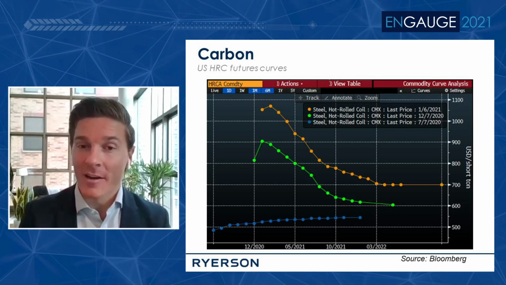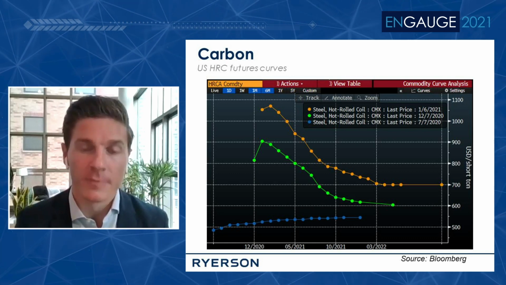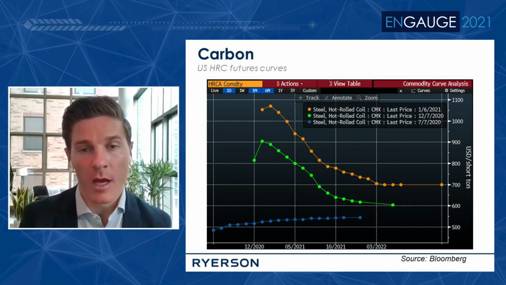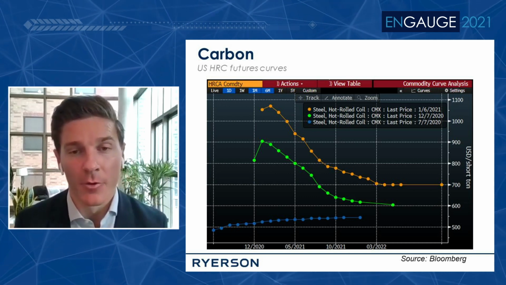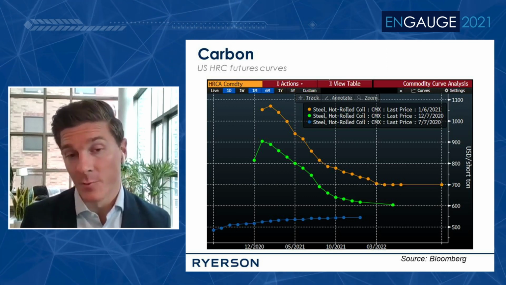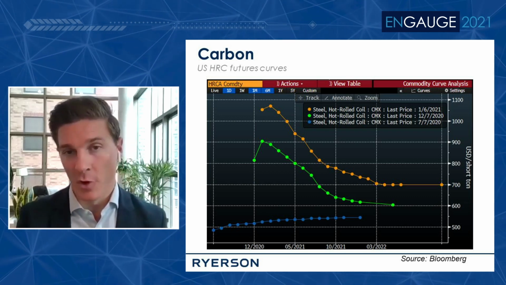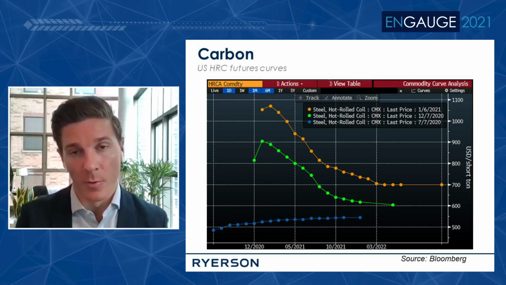Last slide on the carbon side, and I think this one's a very interesting one. This is looking at the futures curves for hot roll coil 6 months ago, as shown in the blue line, 1 month ago, as shown in the green line, and current, as shown in the orange line. And what's interesting about this is a couple things. One is this is the market's expectation of where futures prices, or the future of hot roll pricing, will be as we look forward in time.